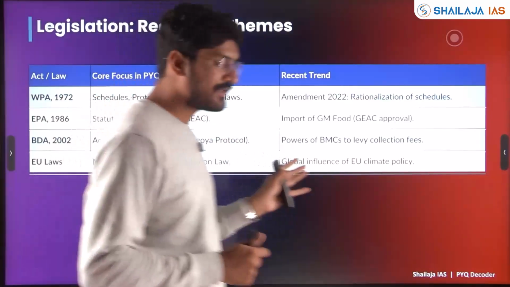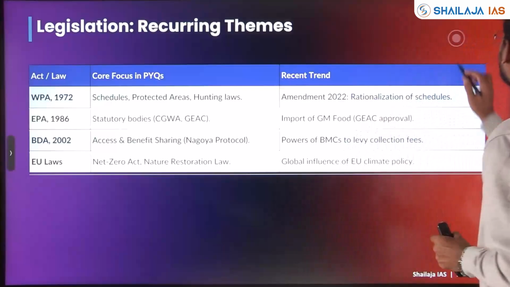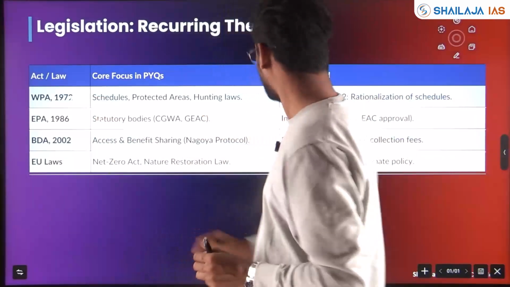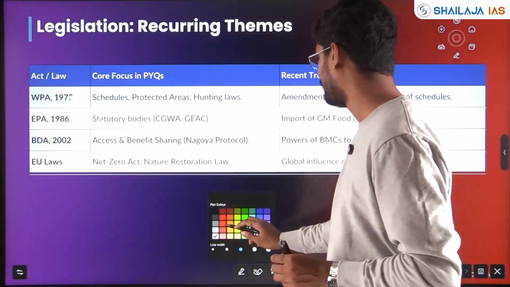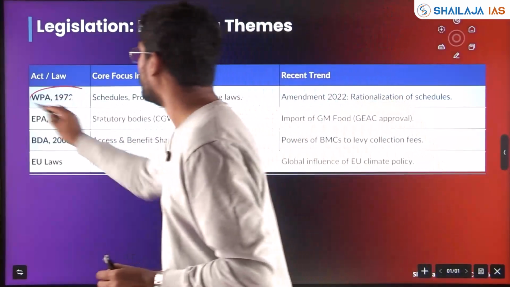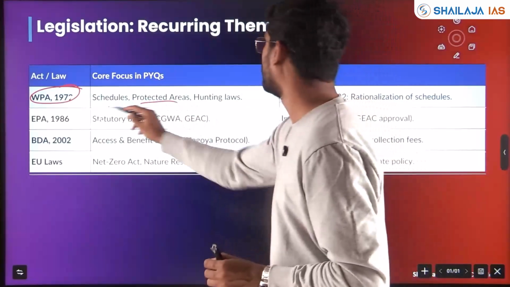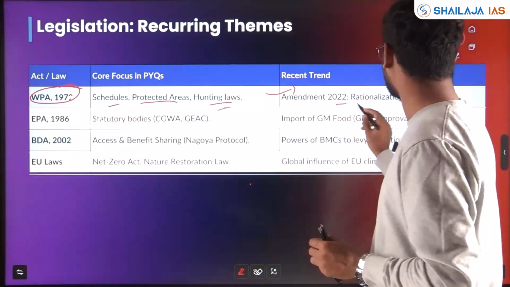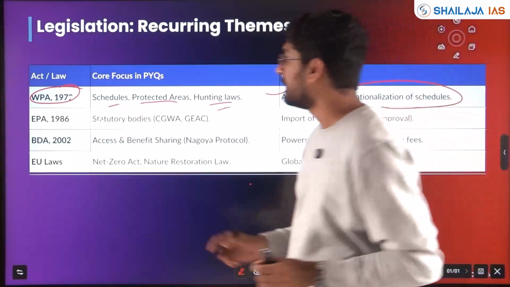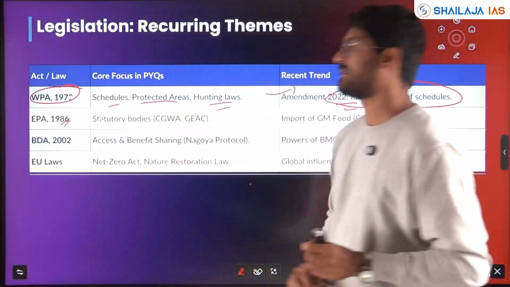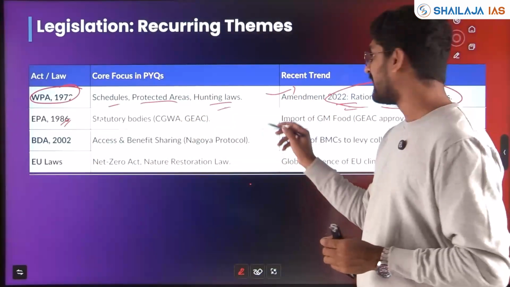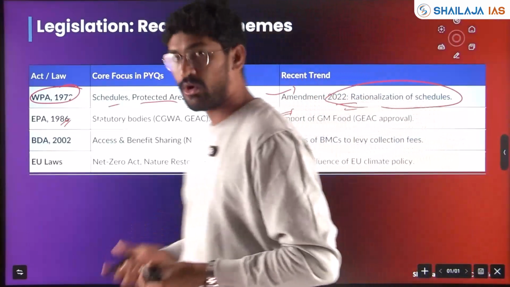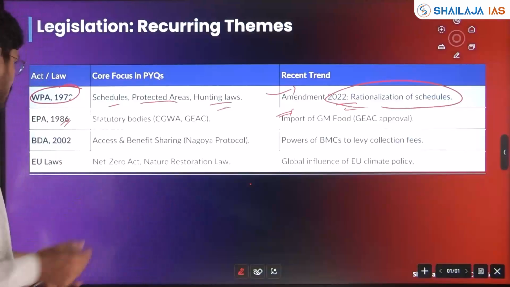Then you have legislation. The important recurring themes are here: Wildlife Protection Act, the core function, schedules, protected areas, hunting laws were the core focus. Now recent amendments, the changes in schedules have been asked, and the Environmental Protection Act 1986, their bodies and their applications. For example, import of GM food, whether it needs GEAC approval or not, has been asked.